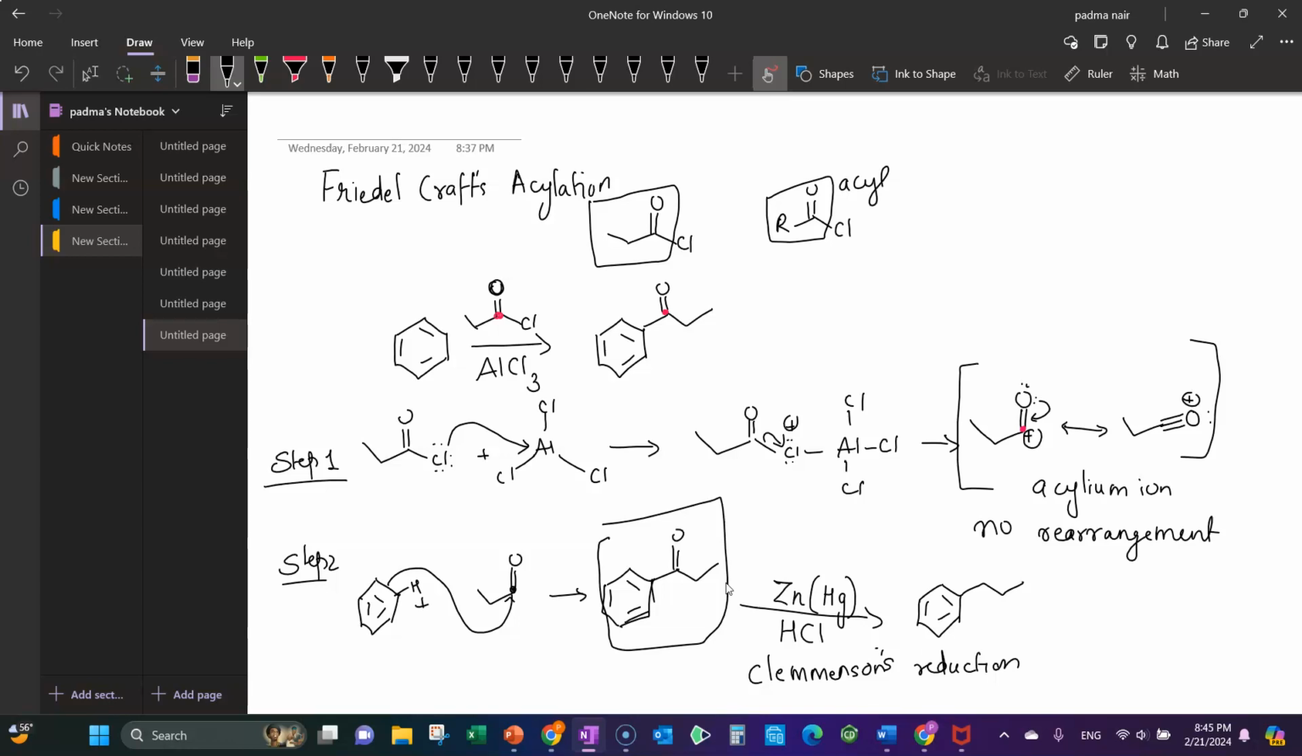All right, so this is pretty useful, especially when we are doing synthesis. You can keep these two reactions in mind: when doing a Friedel-Crafts alkylation, and in case rearrangements are happening, we can use this pathway of acylation, where you first put the acyl group on the benzene, and then reduce the acyl group with zinc amalgam in HCl to form the respective alkylated benzene.